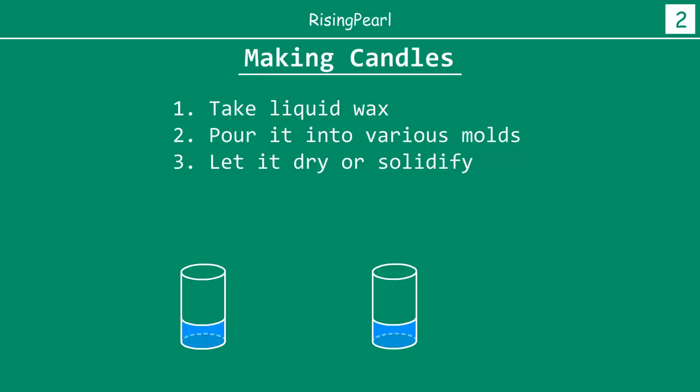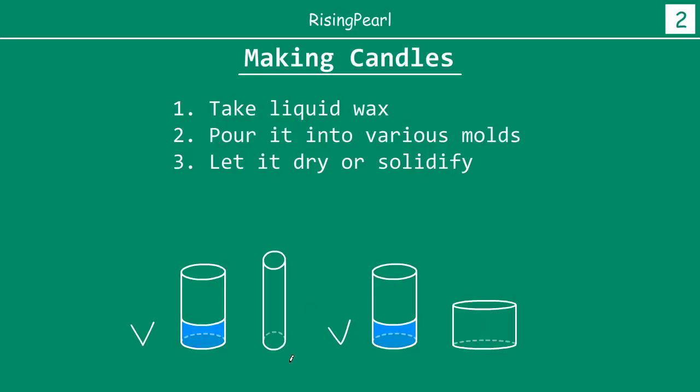So I have two containers here, and the liquid which is highlighted in blue is the liquid wax. I take the same amount. Let's say this amount is V and this amount is V as well. So V is the volume of liquid wax in each. Now I take two different looking containers, and these are my molds.